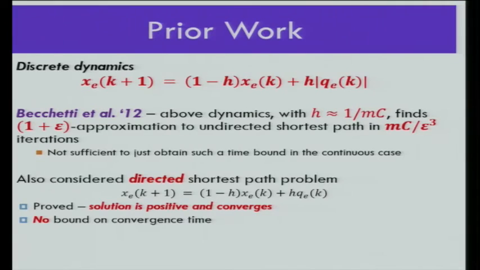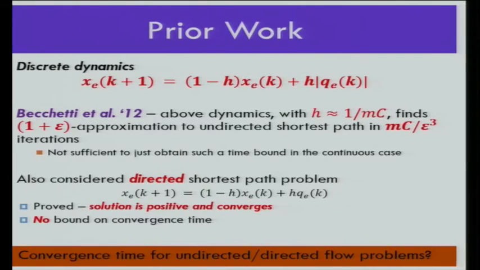So what about the directed version? They also considered a directed shortest path problem, where again they had a natural similar dynamics. Instead of the absolute value, again the unsigned flow, or rather signed flow, and they proved that the solution is always positive. Even in the discrete case, it requires work, and it converges, and there was no bound on the convergence time.